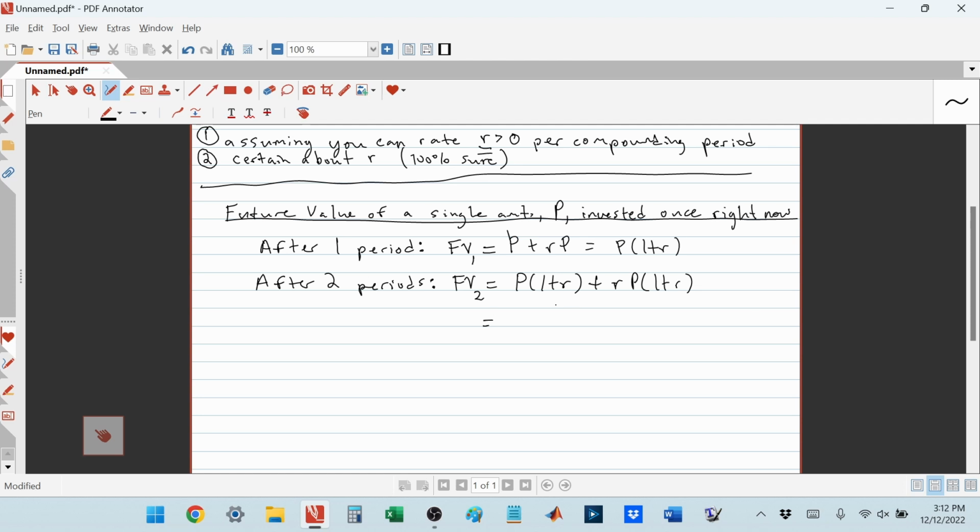And of course, what's common to both of these? We can pull a P times 1 plus R out. So P times 1 plus R times 1 is the first term, and P times 1 plus R times R is the second term. But here we have P times 1 plus R squared.